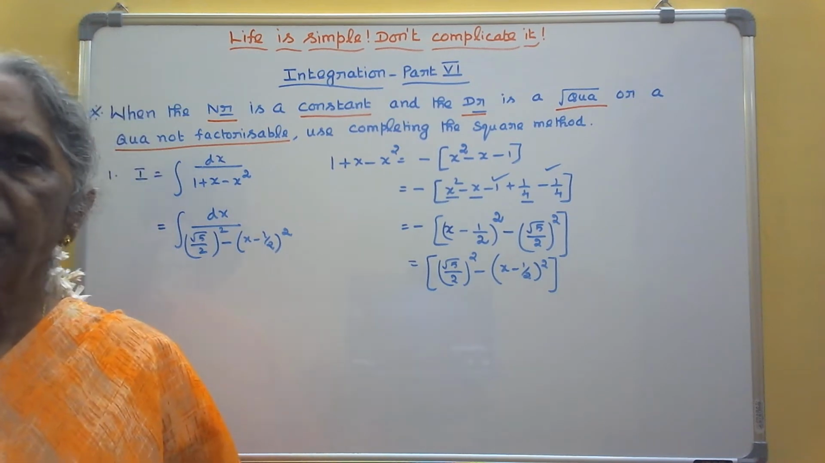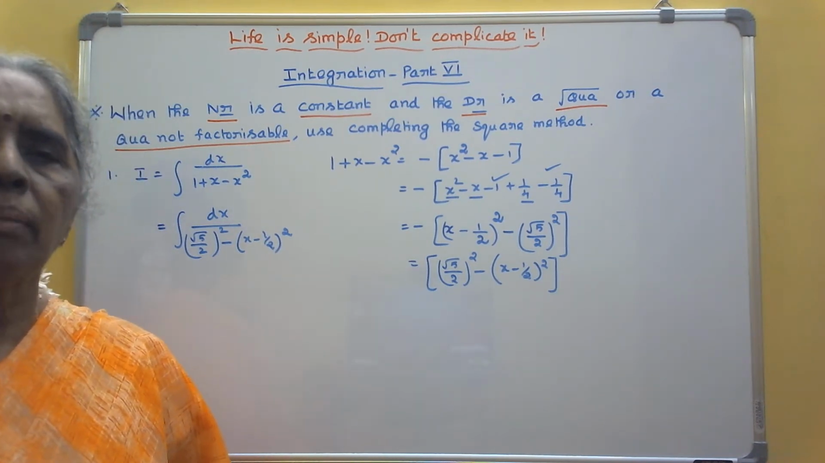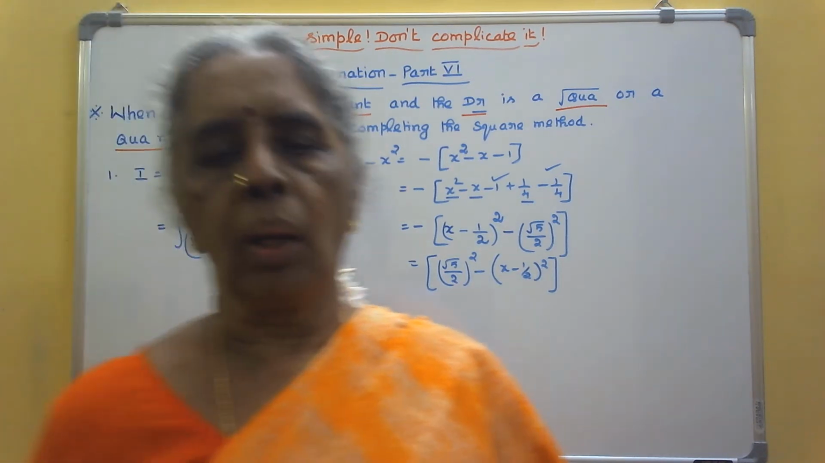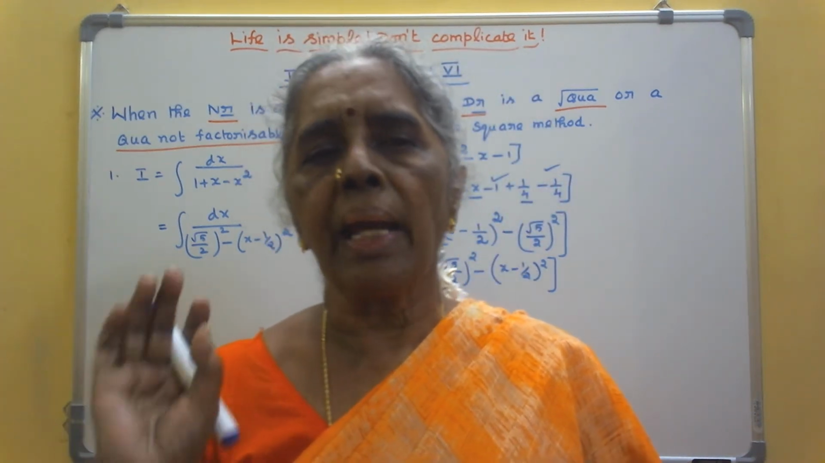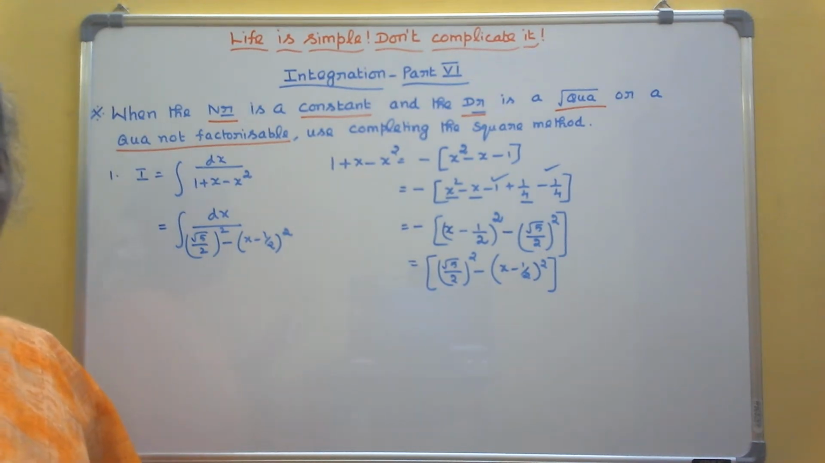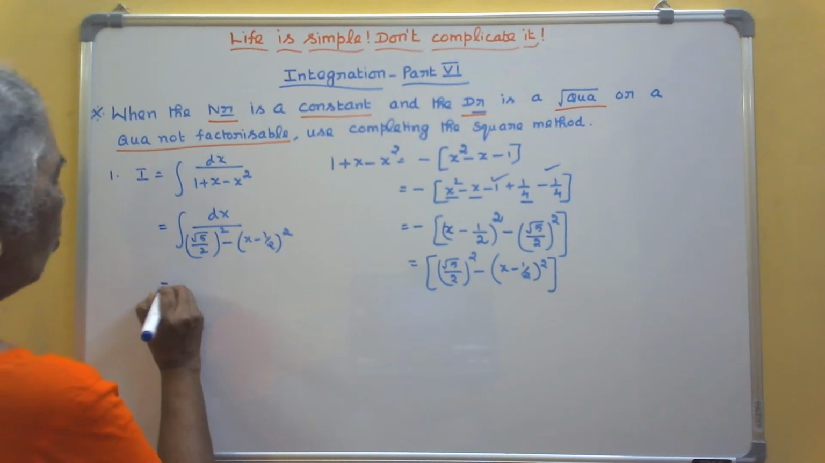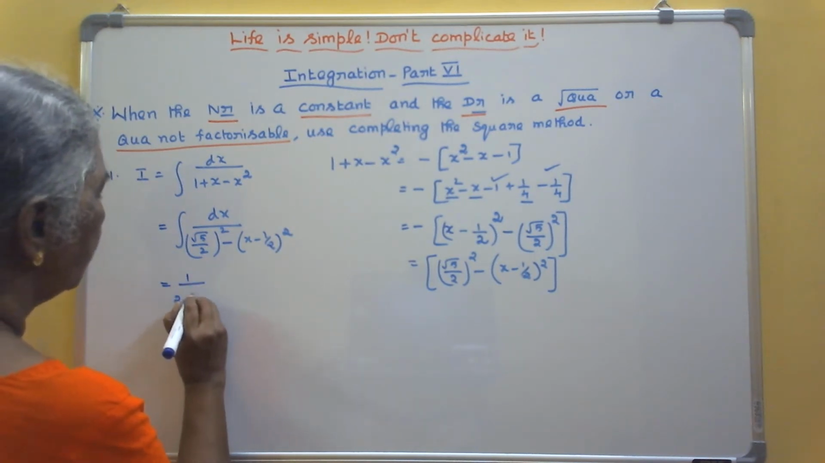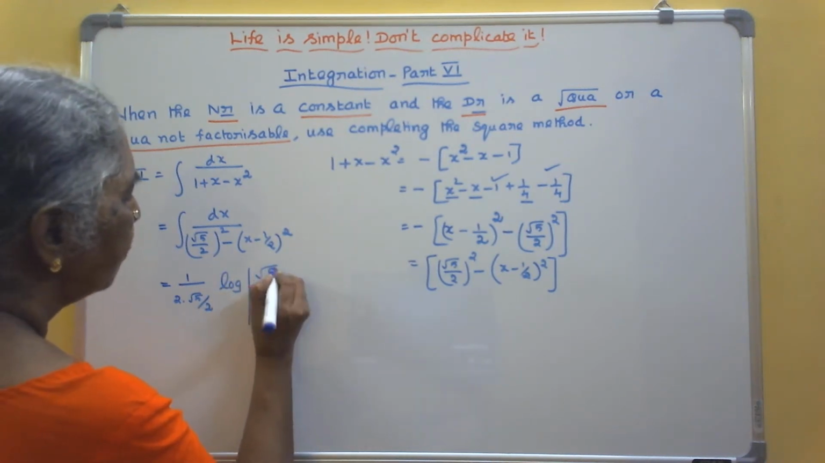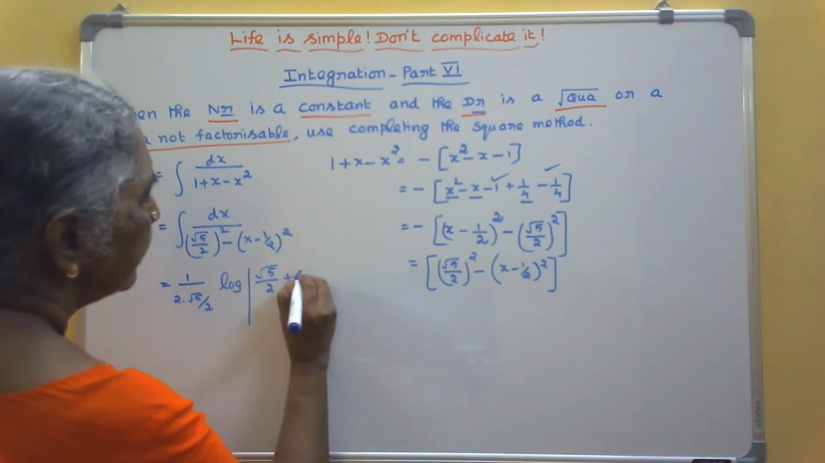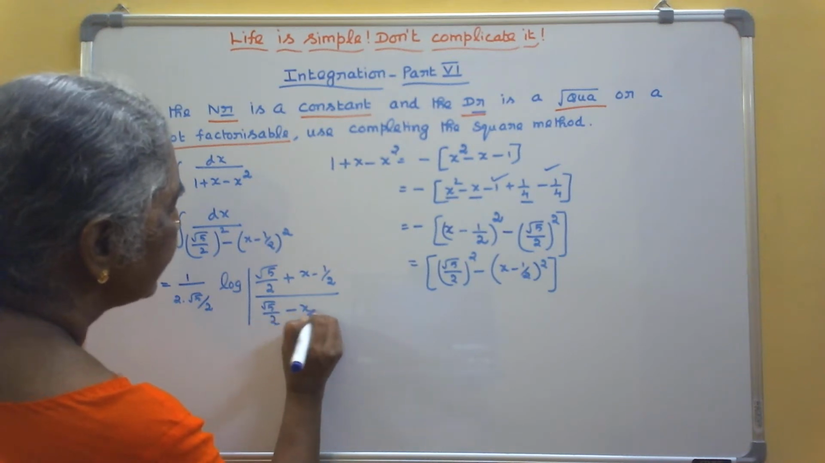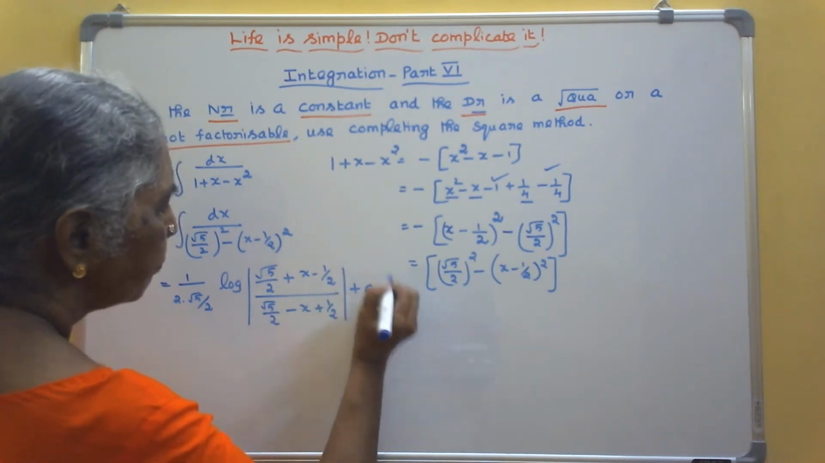What format is it? dx by a squared minus x squared. You know the formula is 1 by 2a log mod a plus x by a minus x. Okay. So now a is root 5 by 2 and x is x minus 1 by 2. So now 1 by 2a, that is 1 by 2 into root 5 by 2, log mod a plus x, that is root 5 by 2 plus x minus 1 by 2, by a minus x, plus c.